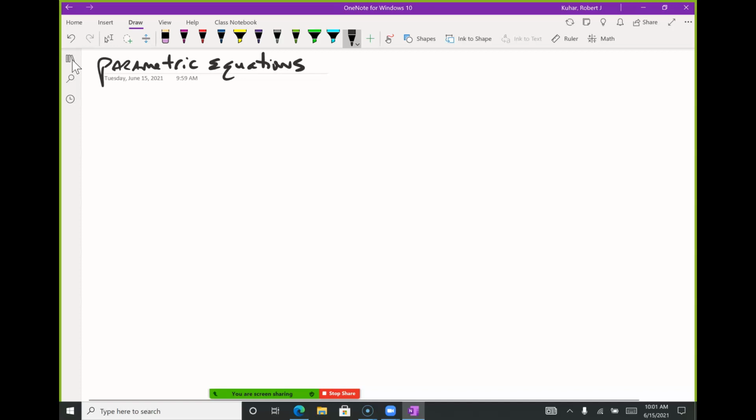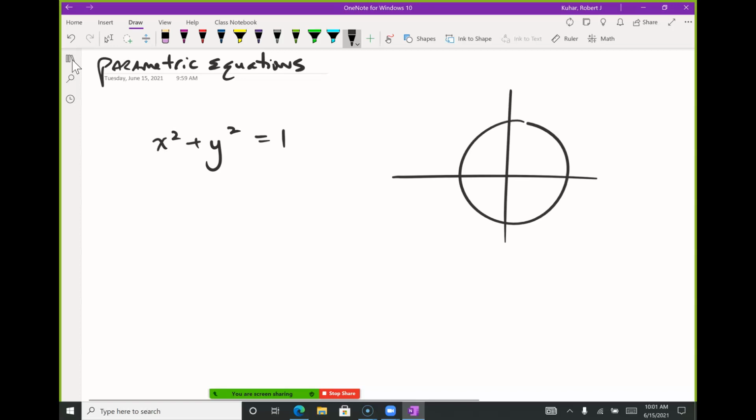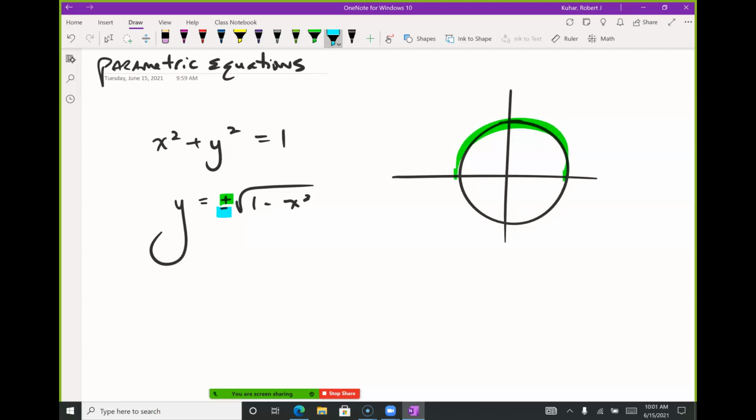So parametric equations, right, usually we would see something like x squared plus y squared equals 1, right? This is the equation of a circle of radius 1. And so you would see it more as y equals plus or minus square root of 1 minus x squared, where the positive piece is the upper half and the negative piece is the lower half, right? But this is a nice one to write as a parametric equation, and this one turns out to be x equals cos of theta, y equals sine of theta.